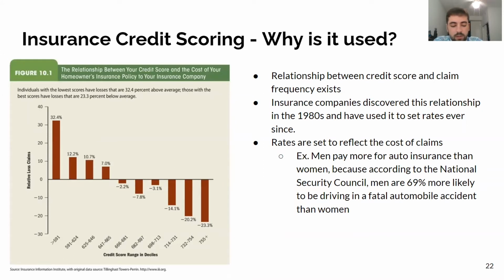Insurance companies are always going to try to assign rates to correctly represent the cost of claims. Companies have used age and gender information to set rates for years. For example, men pay more for auto insurance than women because according to the National Security Council, men are 69% more likely to be driving in fatal automobile accidents than women. Also, drivers aged 16 to 20 are 2 to 3 times more likely to have an automobile accident than older drivers, so rates are generally higher for younger drivers.